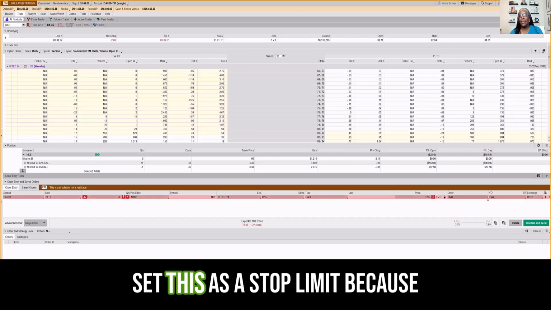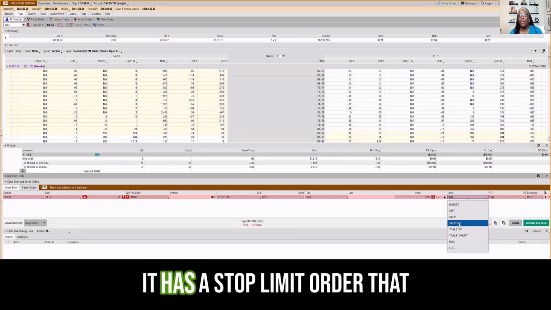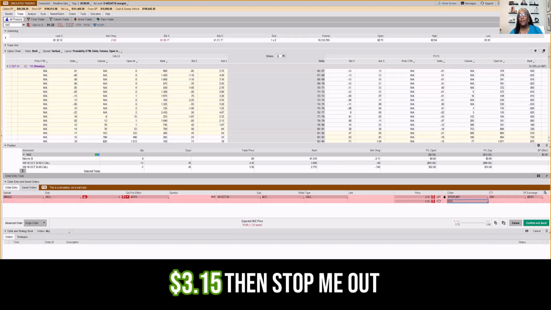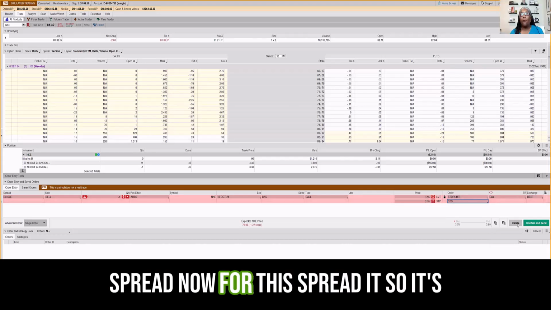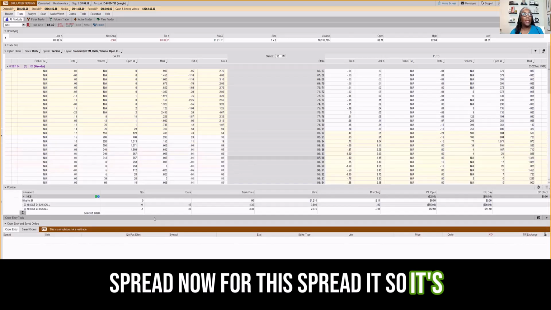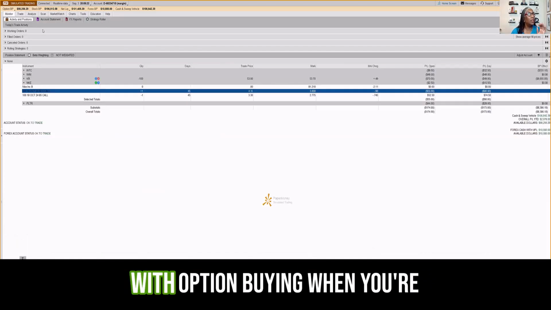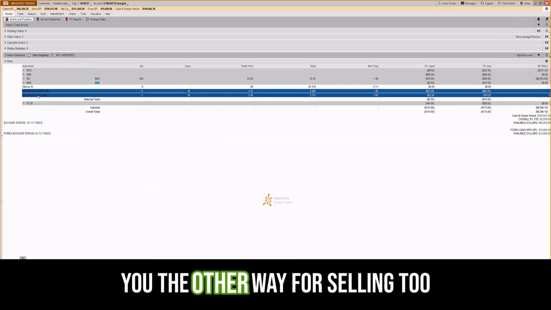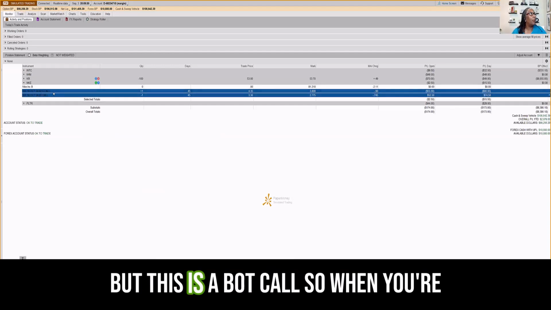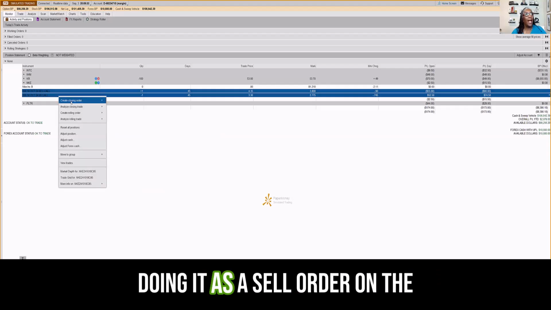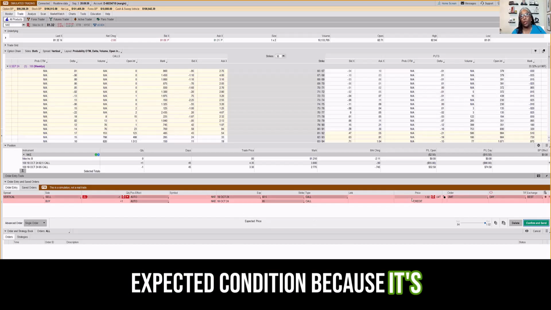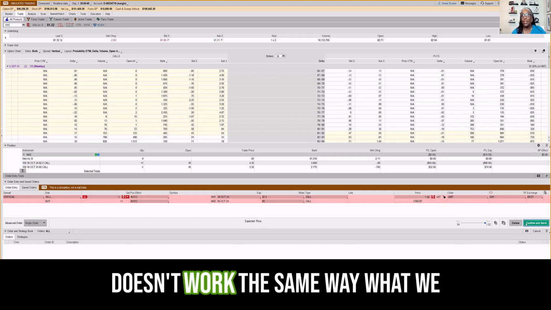I can then set this as a stop limit. You can set it as a stop limit order that basically says, if the price gets to $3.15, then stop me out. Now for the spread, it doesn't work as well. Now this is with option buying. If you're selling, I'll show you the other way for selling too. But this is a bought call. So when you're doing it as a sell order on the spread, it doesn't have that same expected condition because it's working with two strikes. It doesn't work the same way.